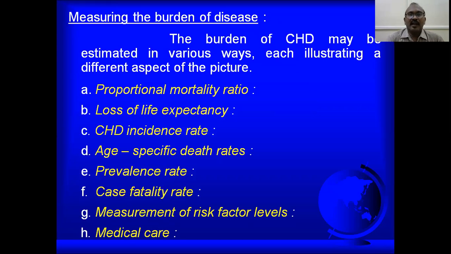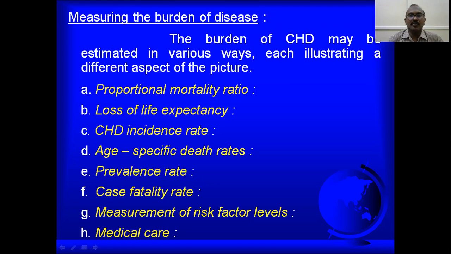Now, as you understand, in epidemiology we need to see the quantum of disease, or the load of disease, in the community. This can be done in various ways. The burden of CHD may be estimated in various ways, illustrating a different aspect of the picture. Number one is proportional mortality ratio. Number two is loss of life expectancy. Number three is CHD incidence rate. Number four is age-specific death rate. Number five is prevalence rate. Number six is case fatality rate. Number seven is measurement of risk levels. Number eight is medical care.